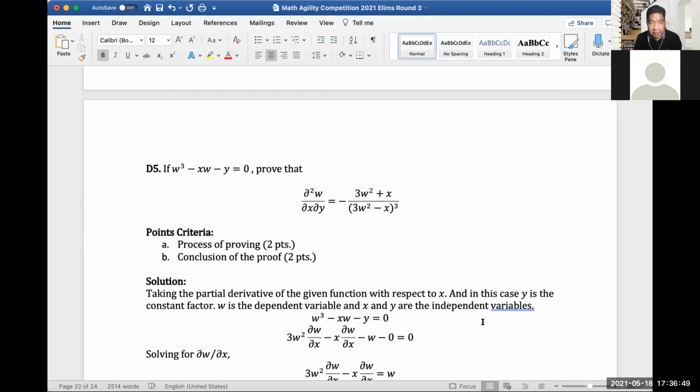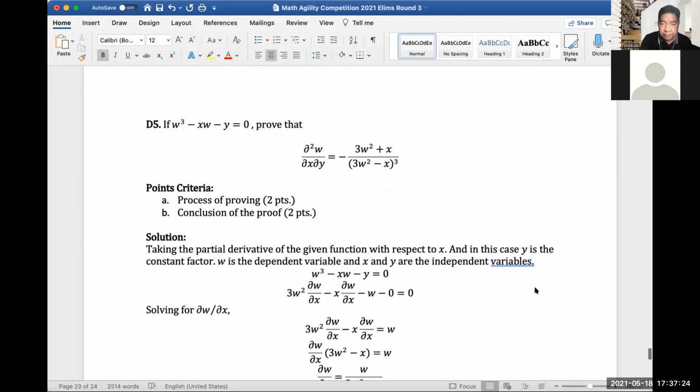Okay, this would be the last question. So D5. The problem is, if w to the third power minus xw minus y is equal to 0, prove that the second partial derivative of w with respect to x and y is equal to negative (3w squared plus x) all over (3w squared minus x) quantity to the third power, right?